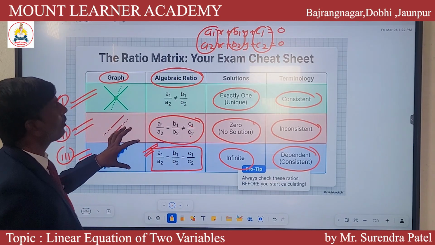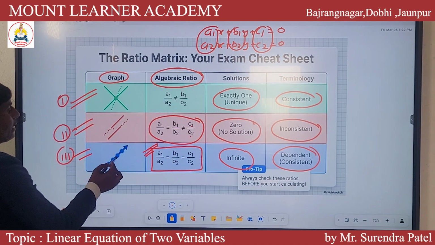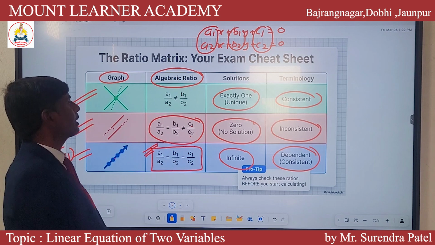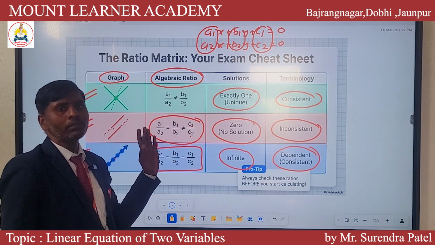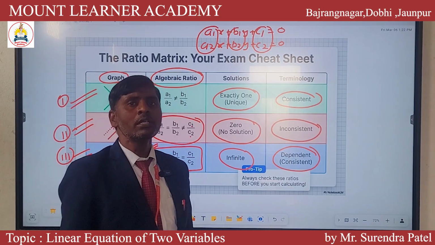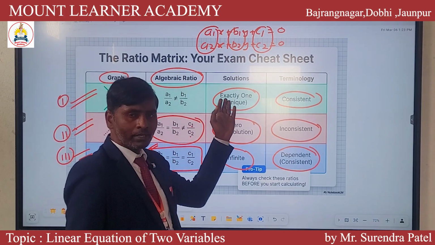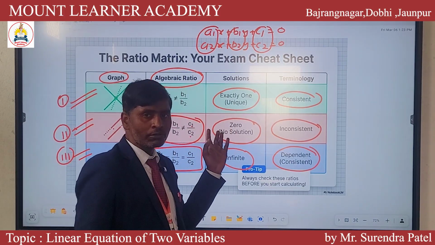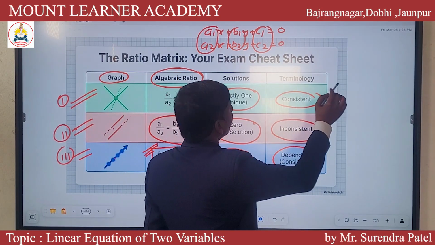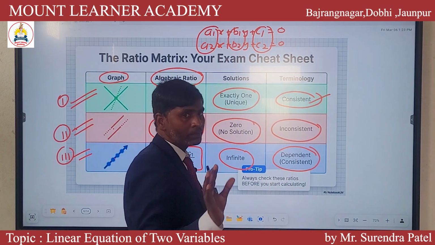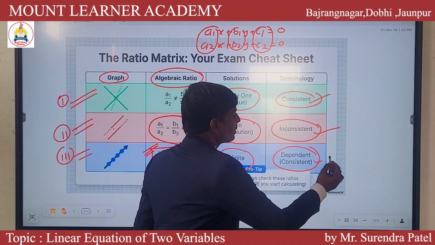Okay, so these are the main important rules: the graphs of intersecting lines, parallel lines, and coincident lines. And the algebraic ratios say that in the first condition a1 upon a2 does not equal b1 upon b2. In the second condition, a1 upon a2 is equal to b1 upon b2 but does not equal c1 upon c2. And the third one is where all ratios are equal. The first gives only one unique solution, the second gives no solution, and the third gives infinitely many solutions. On terminology, consistent means it gives a solution, and inconsistent means it gives no solution.